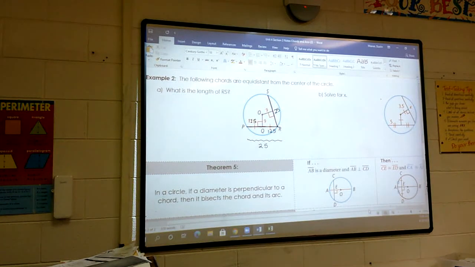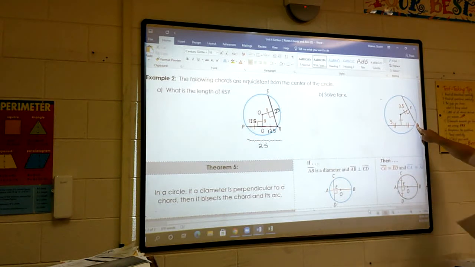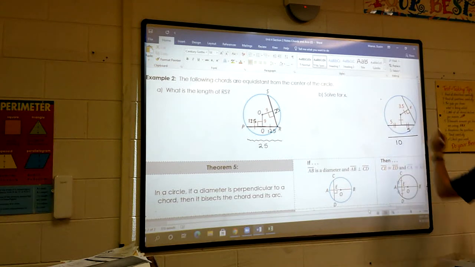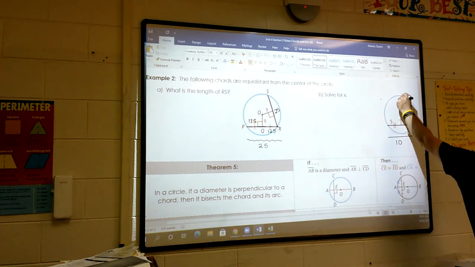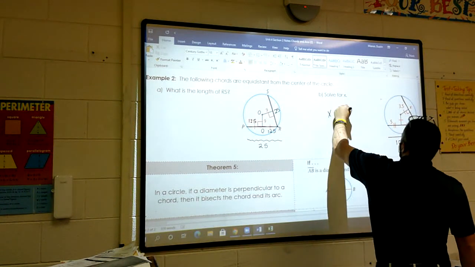In B, it says solve for x. So x is the length of this chord. You really don't have to solve anything. But if this is 5 from here to here, what is this area here? 5, which means the entire chord is 10. So all the way across is 10, which means that this chord here also has to be 10. So in this case, you just get x equals 10. And there's your reason and why.